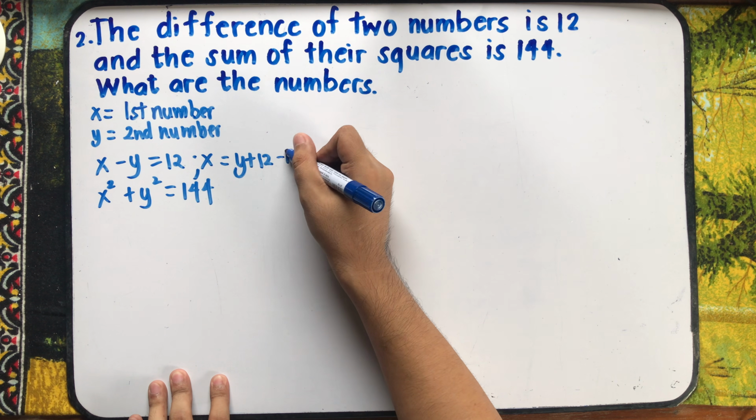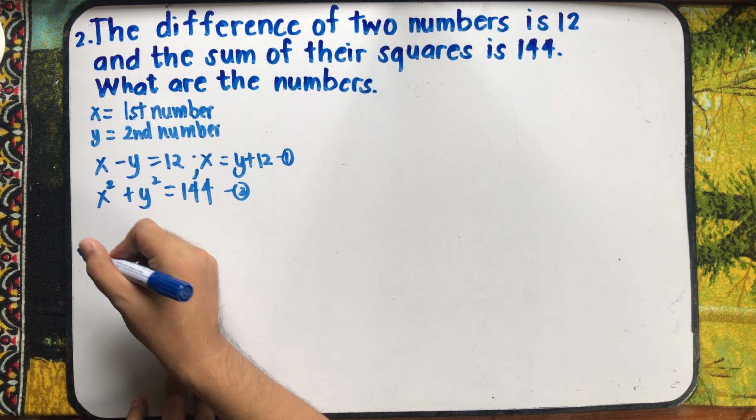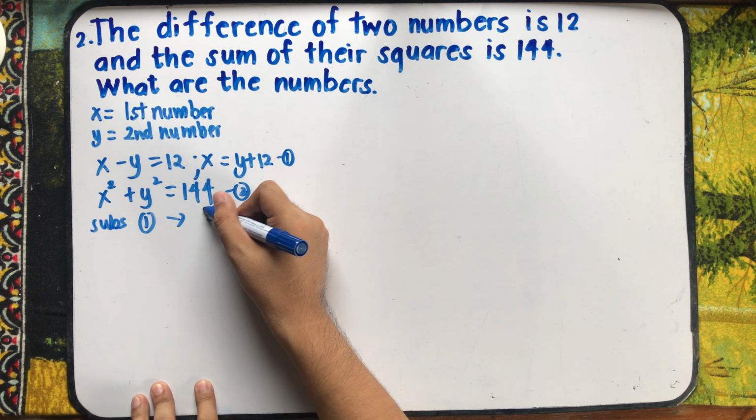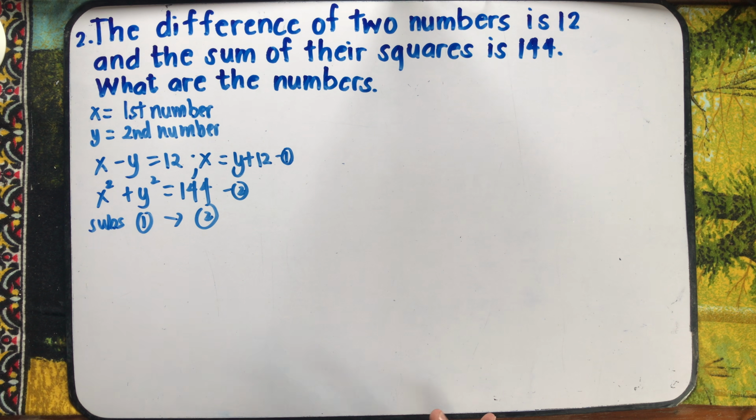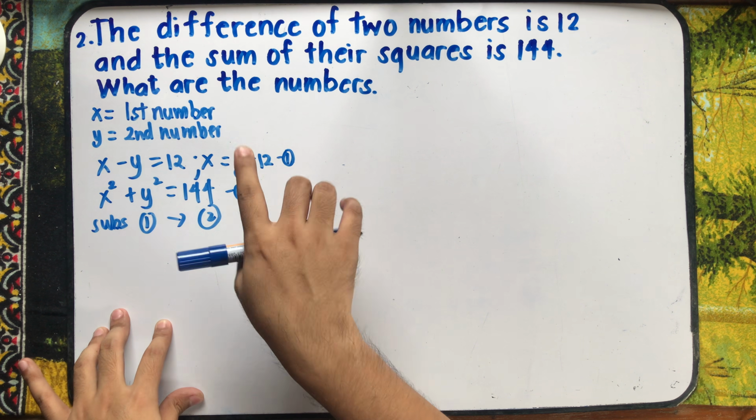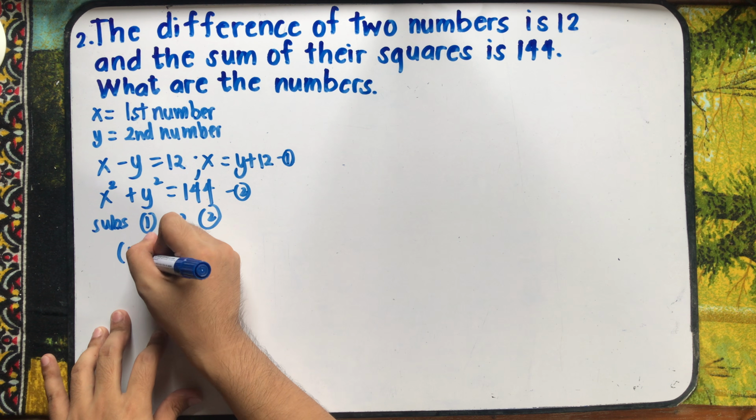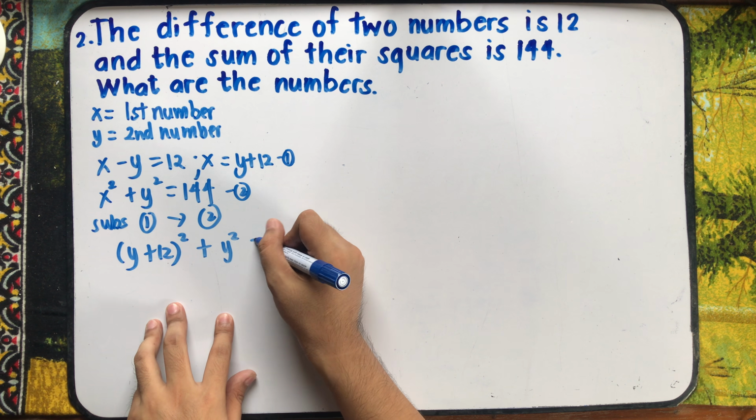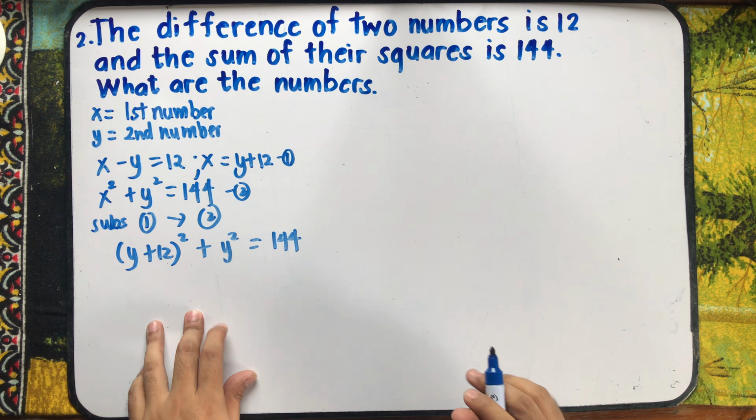Okay, this is our equation 1, this is our equation 2. All you have to do is to substitute equation 1 to equation 2. If we will be substituting, this becomes now x squared. And what is our x squared? That is y plus 12. We'll be having y plus 12 quantity squared plus y squared is equal to 144.